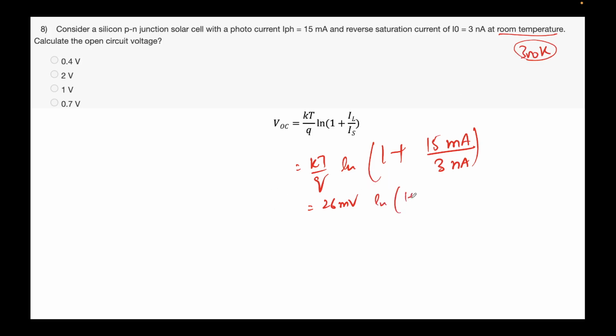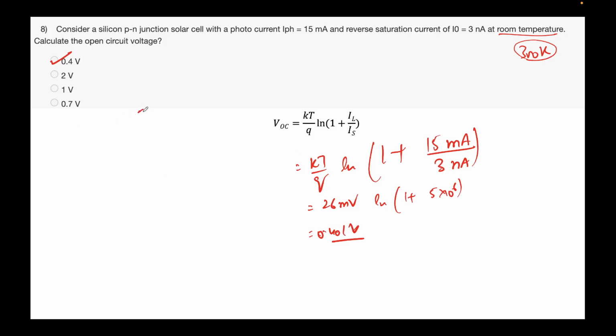ln of 1 plus this will be 5 into 10 to the power 6. So we can simply drop the 1 because it's not going to play much role. So ln of 5 into 10 to the 6 is 15.4, times 26 millivolts. This is coming out to be 0.401 volts, about 0.4 volts. Fine. So in this problem we had obtained this much open circuit voltage.